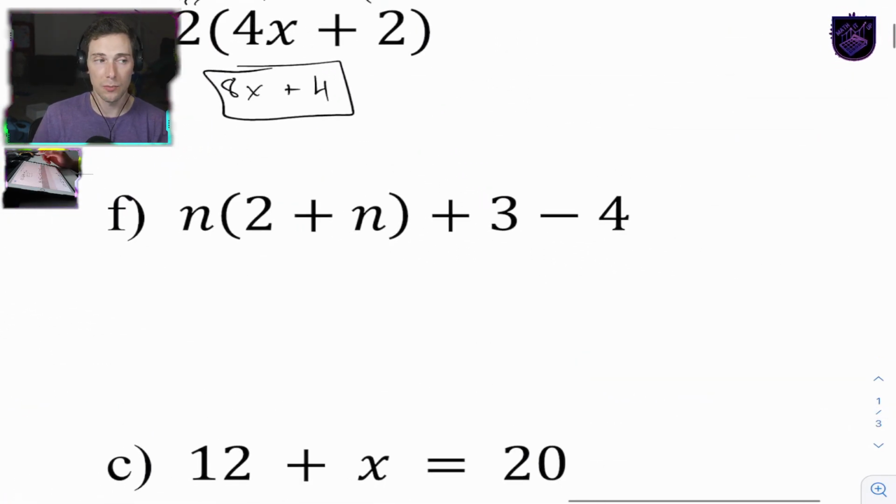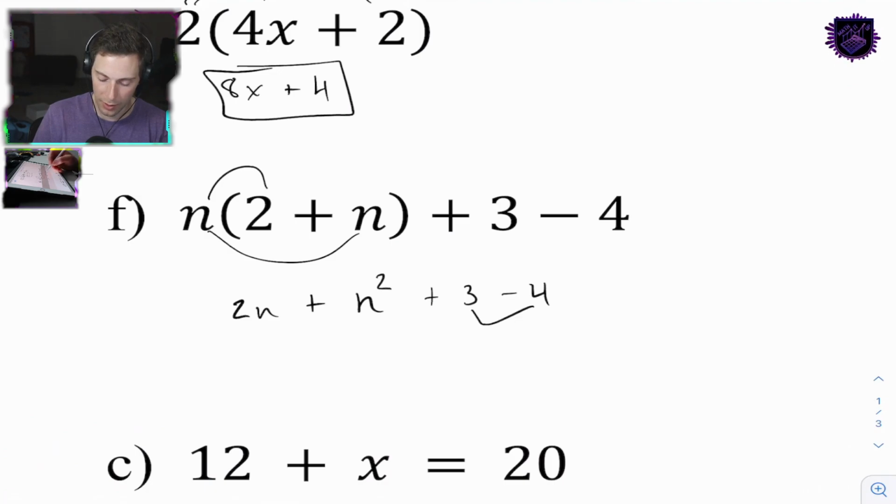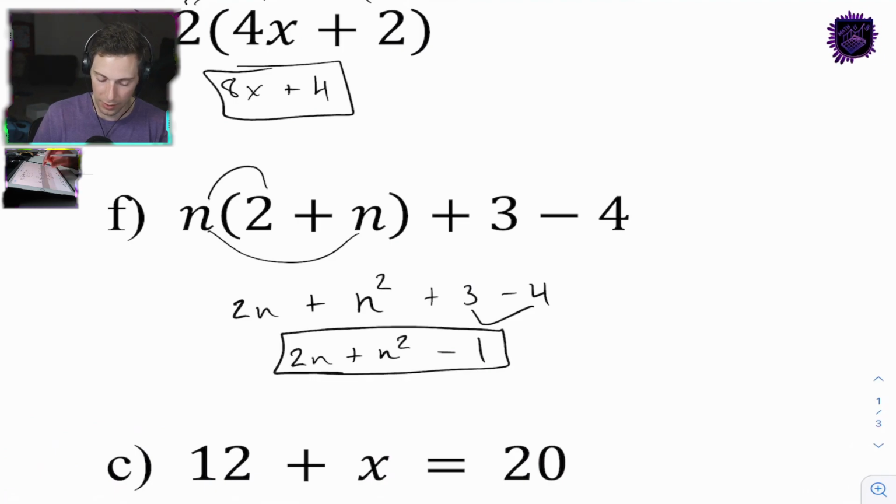Again, distribute and then combine like terms, n times 2 and n times n. So 2n plus n squared plus 3 minus 4, we can combine these two like terms to go 2n plus n squared minus 1. That's our final answer.